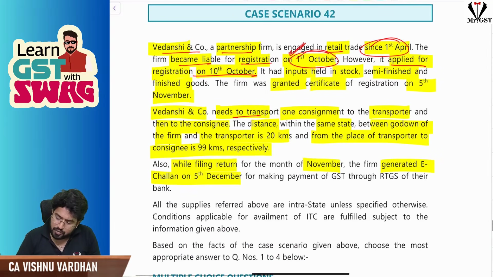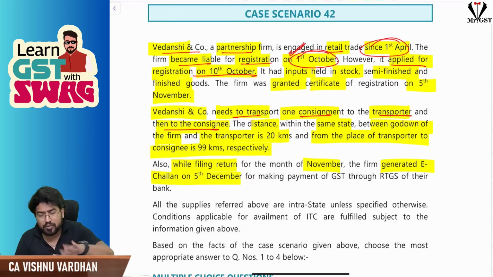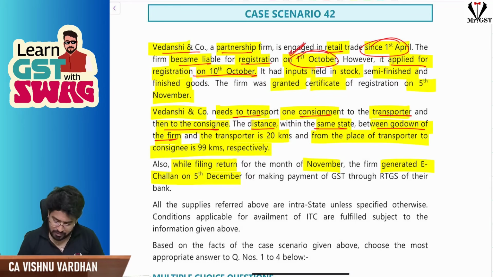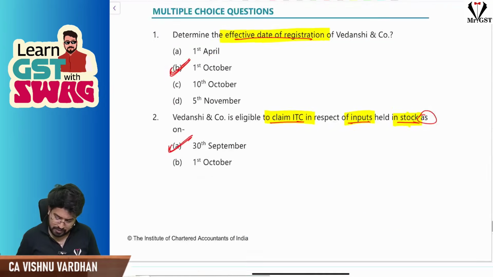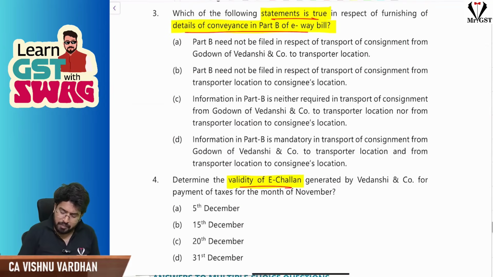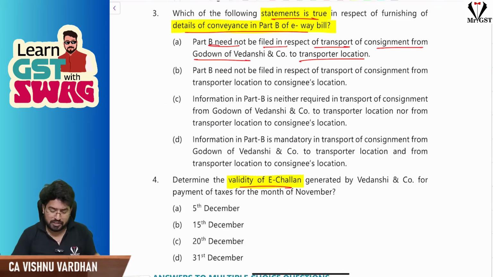They need to transport one consignment to the transporter and then to the consignee. So from their location, they should send it to the transporter, and from the transporter to the consignee. The distance within the same state between the godown of the firm and the transporter is 20 kilometers. Within the same state, if consignor location to transporter location is 50 kilometers, there is no need to fill part B details. So part B need not be filled in respect of transport of consignment from the godown of Vedanshi and Co to the transporter location, which is the correct option.